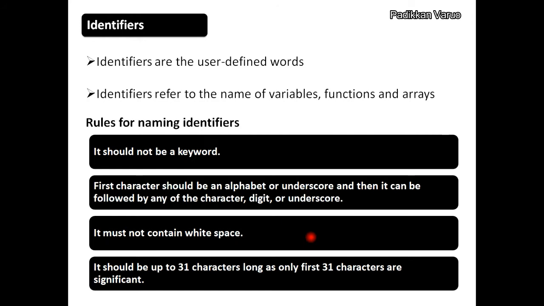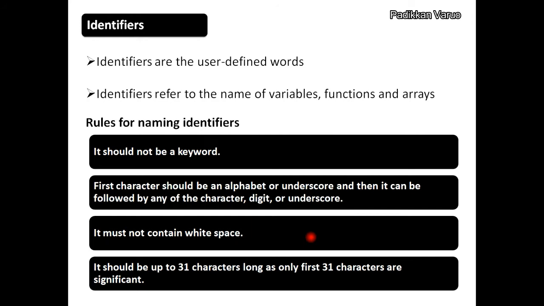Okay, an identifier is used to identify particular things used in our program. Particular things, in the sense of variables, functions, or arrays. Since we are creating a program, the identifier can be user defined. Then there are certain rules for naming these identifiers.